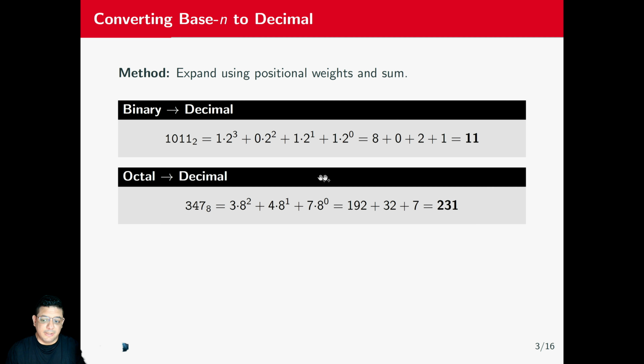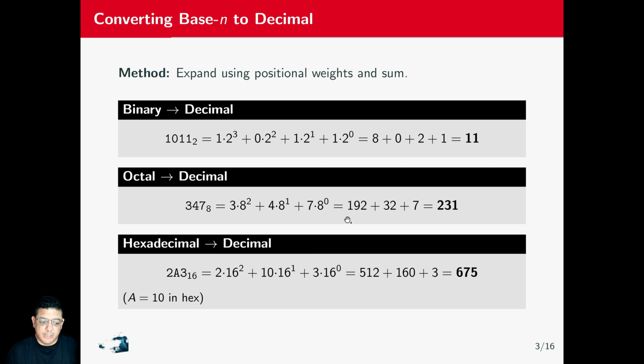Now we can do the same thing with other bases, for example, let's change octal to decimal. We have 347 in base 8, and we want to transform that to decimal. So again, we do the same thing. In the second position, we have 3, so we do 3 times 8 to the power of 2, plus 4, which is in the first position, times 8 to the power of 1, plus 7 times 8 to the power of 0.